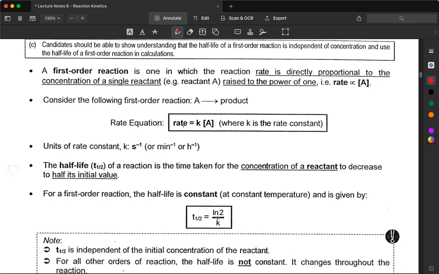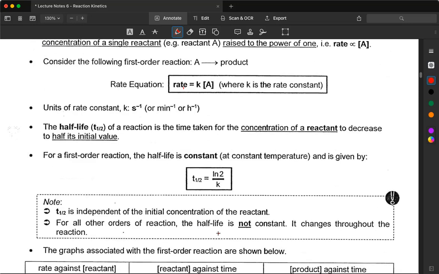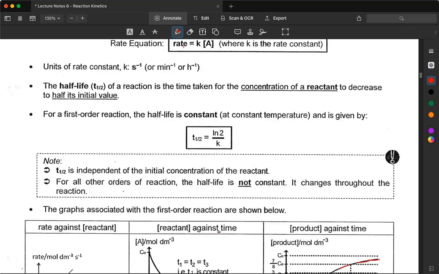So this is the equation. If you know the rate constant, you can determine the half-life, or vice versa. You know the half-life, you can find out the K. So half-life is independent of initial concentration. This is only for first order reaction. Regardless of the initial concentration, half-life will not change. However, for other orders, please take note that half-life will change.